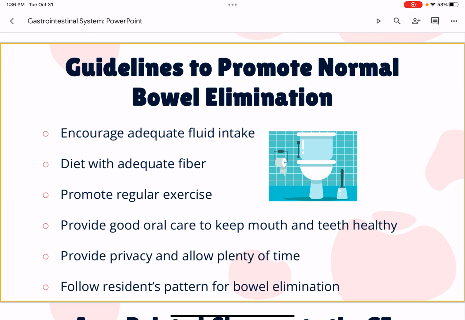Guidelines to promote normal bowel elimination. Encourage adequate fluid intake. Diet with adequate fiber. Promote regular exercise. Provide good oral care to keep the mouth and teeth healthy. Provide privacy and allow plenty of time. Follow the resident's pattern for bowel elimination. Laxatives are sometimes ordered by the physician to stimulate bowel activity.